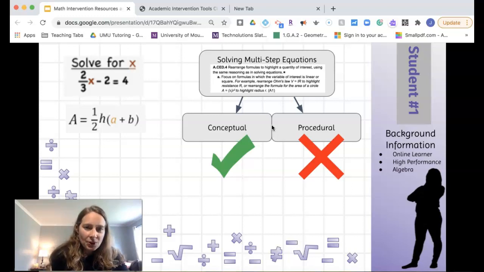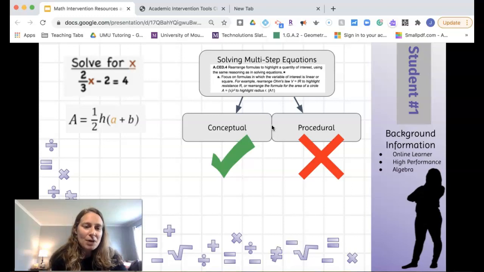So I came to her, and usually when I have students struggling with equations, my first thought is conceptual. My first thought is that they memorized a set of steps to solve equations, but they have no idea what they're doing. That's typically what you see with students who struggle with solving equations. Unfortunately, that was not the student's problem at all.